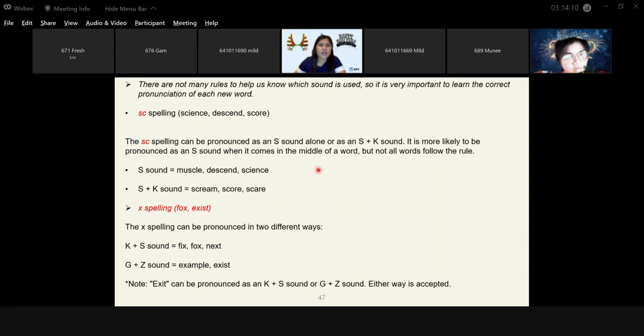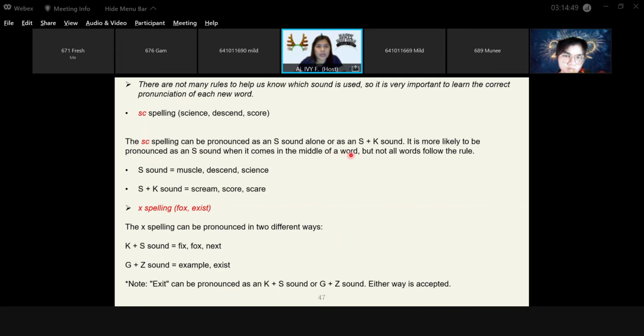Okay, so it says here, there are not many rules to help us know which sound is used, and it is very important to learn the correct pronunciation of each new word, like SC spelling: science, descent, score. The SC spelling can be pronounced as an S sound alone, or as an S plus K sound. It is more likely to be pronounced as an S sound when it comes in the middle of a word.